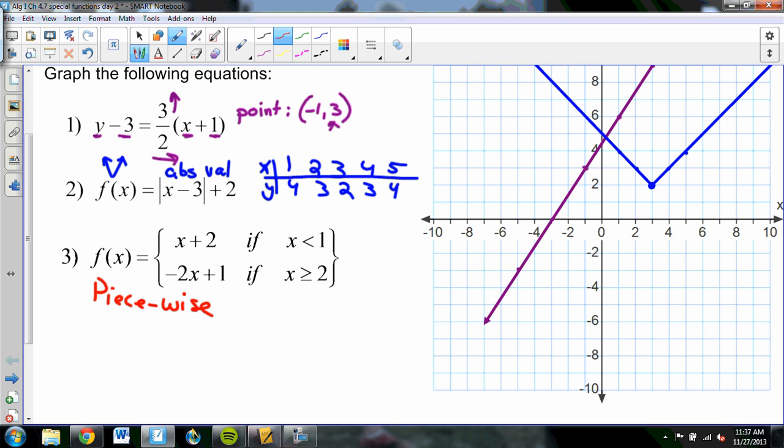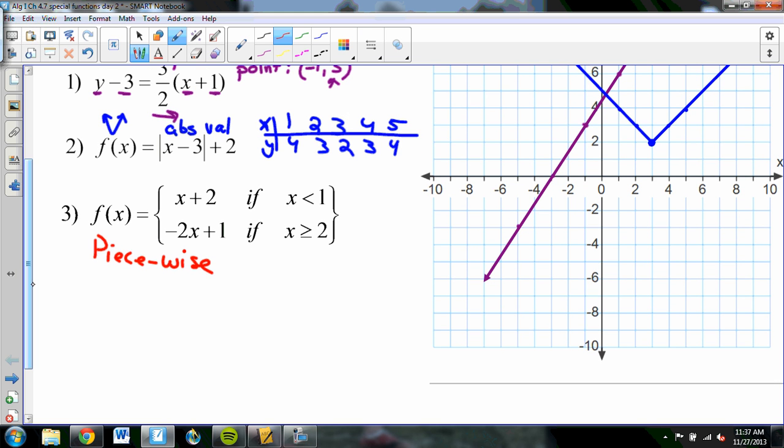The two pieces that I'm going to work with have x where it's less than 1 and x where it's greater than or equal to 2. And I'm going to make a table for both of these pieces.